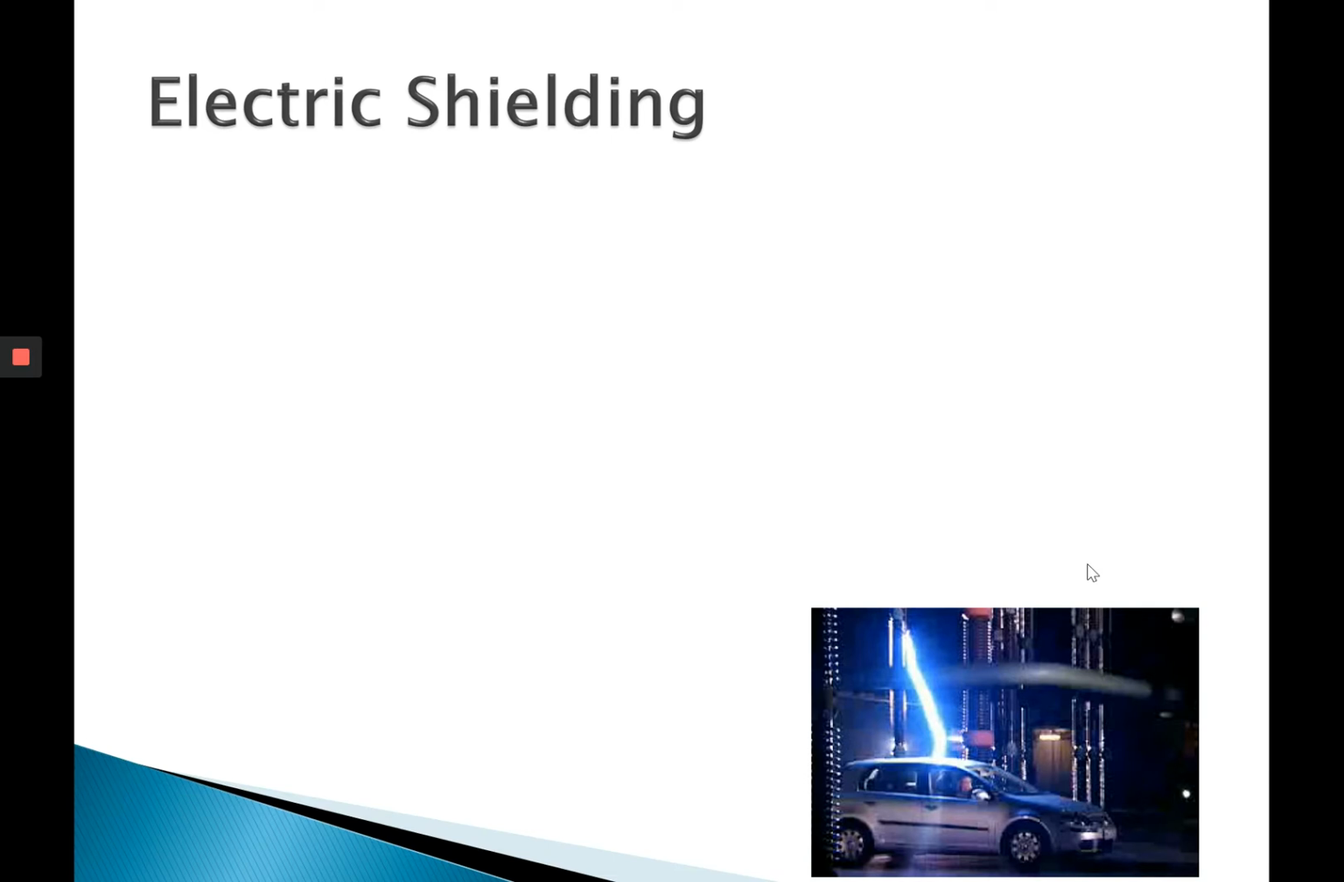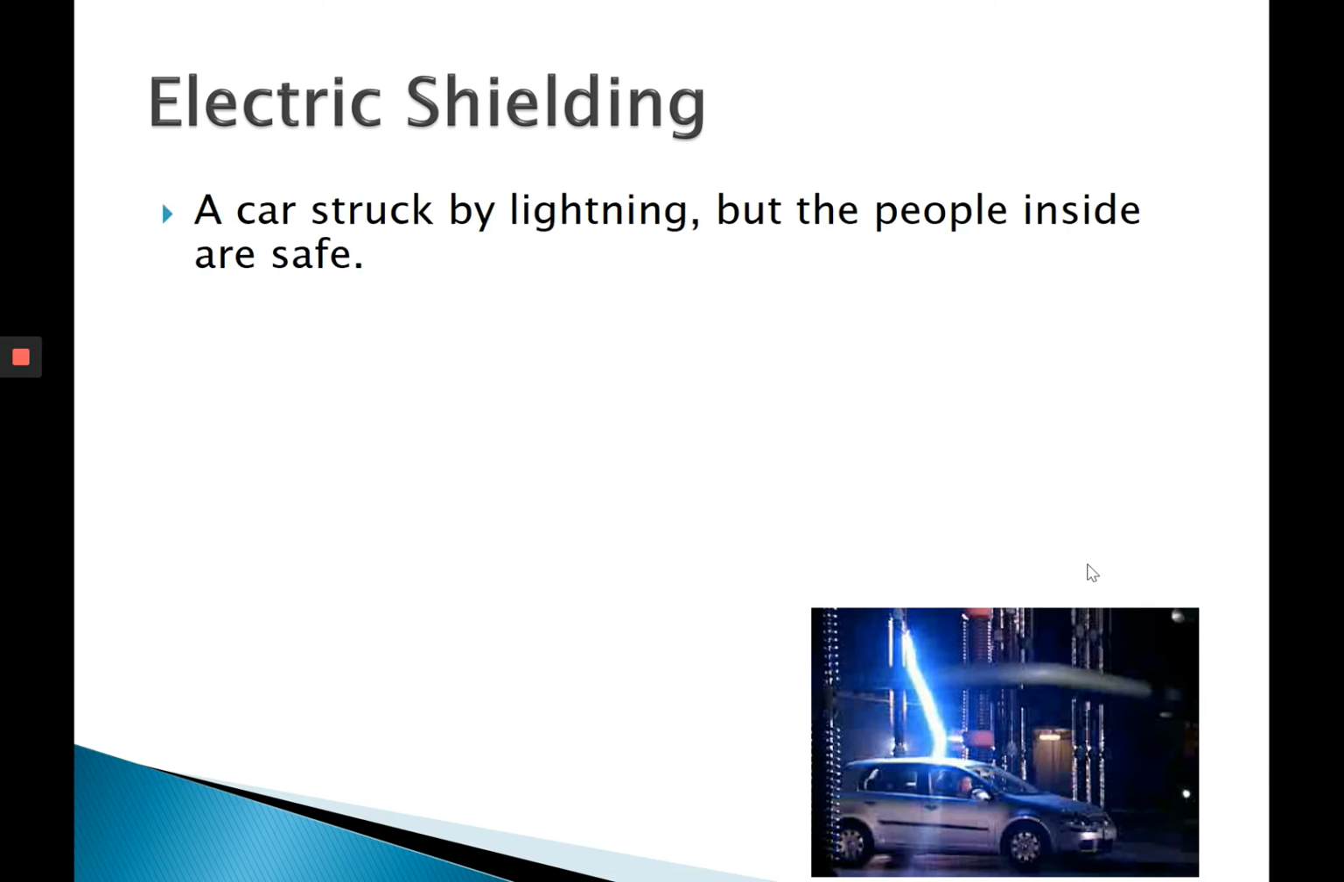So what is electric shielding, you might ask? Well, if you've ever had something struck by lightning, it's actually safer to be in a metal container like a car if a vehicle is going to be struck by lightning or if there's a lightning storm. You would not want to stand underneath a tree, because lightning would travel through the tree to the ground and the electricity would pass up through you. So it's actually safer to be in your car.